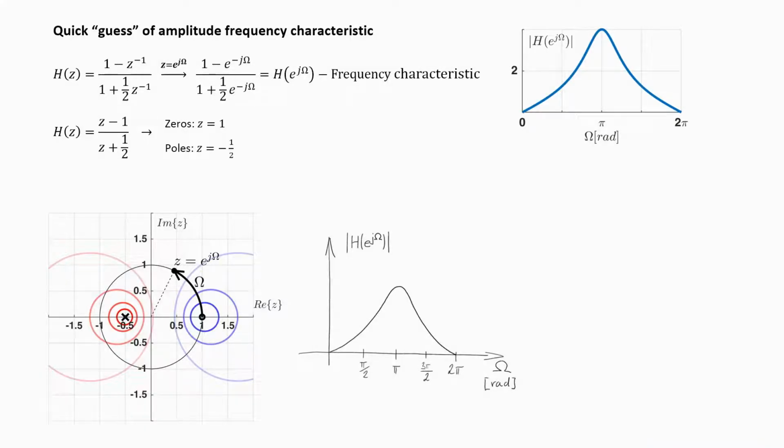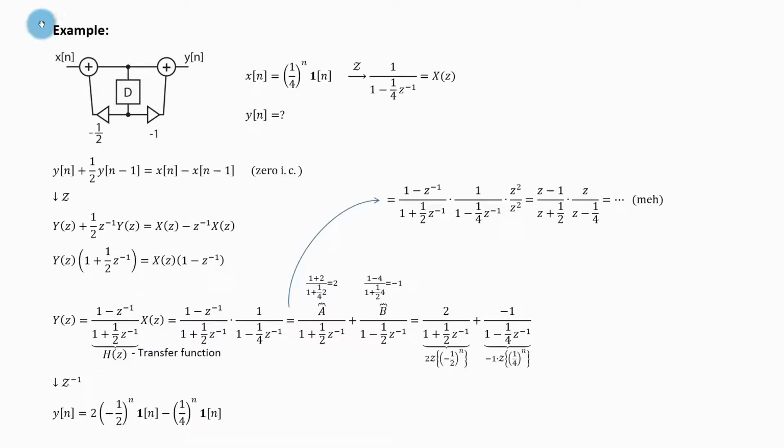On this slide, we will learn how to sketch a quick guess of an amplitude frequency characteristic when we know the zeros and poles of the transfer function. I will demonstrate on the transfer function from this example. I will use this transfer function.